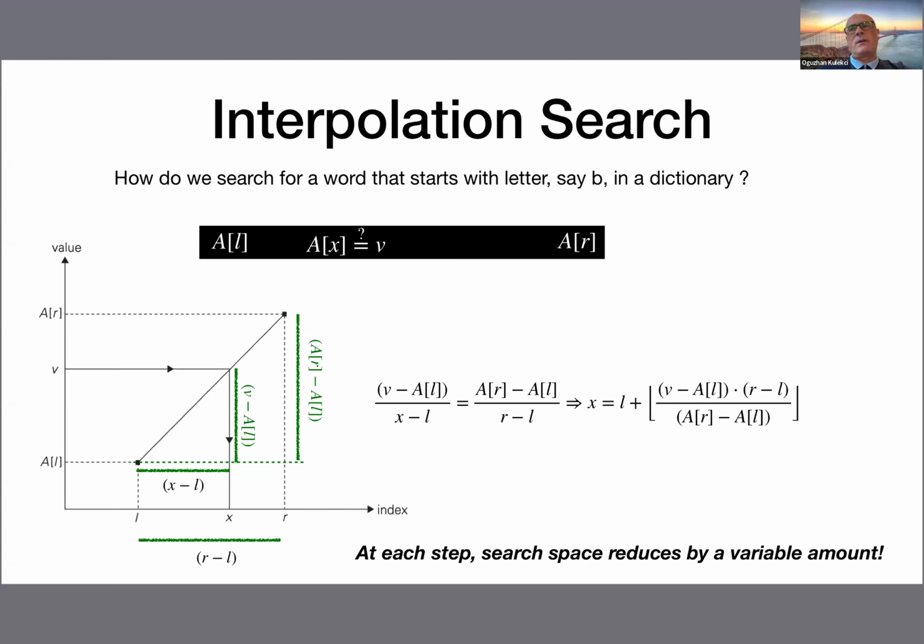But let's think about something from real life. Okay, so I have a dictionary and I'm looking for a word that starts, say, with letter B. When I am looking for something starting with B, I do not start my search in the middle of the sequence. I know that it is closer to the beginning than the end, right? And how do I get this intuition? Because I know the first key is A and the last key is Z, and I'm looking for B, it should be closer to the beginning.